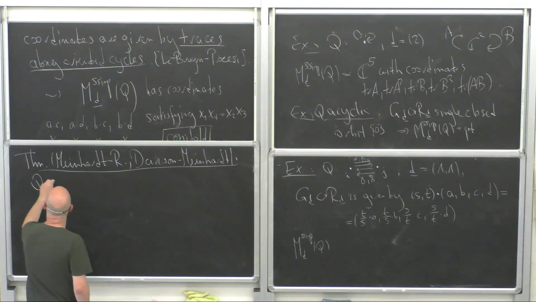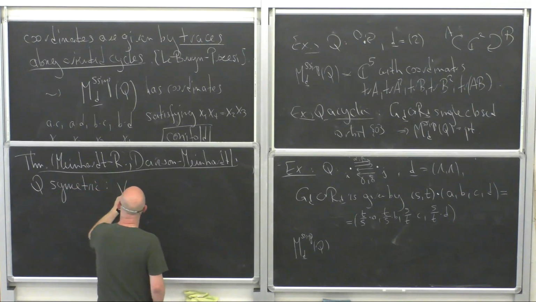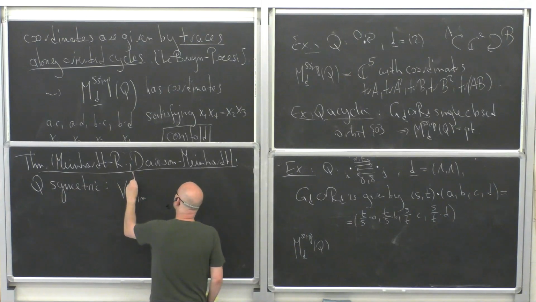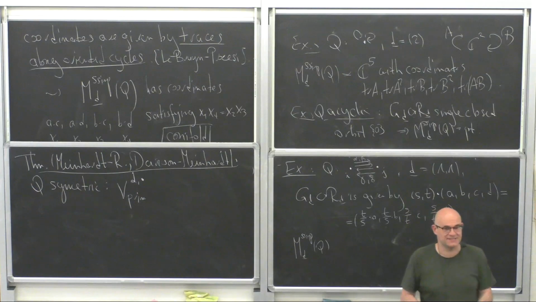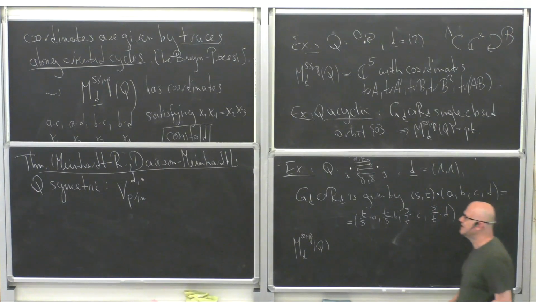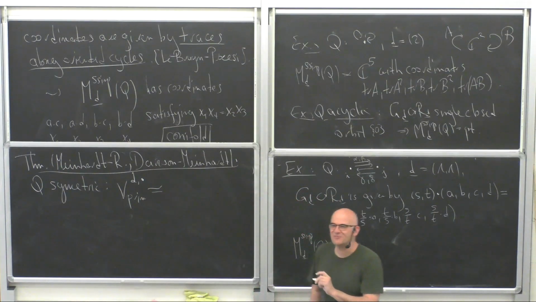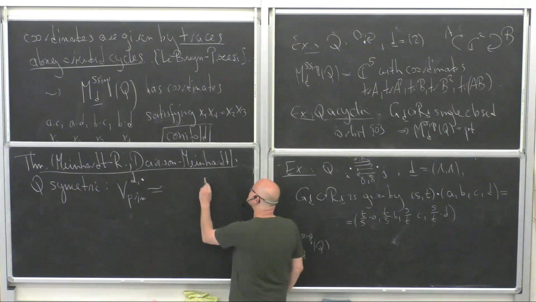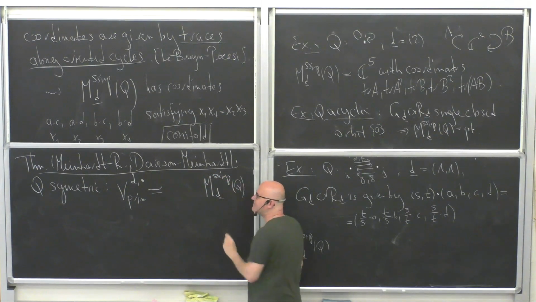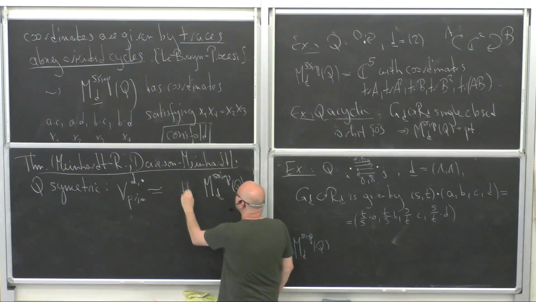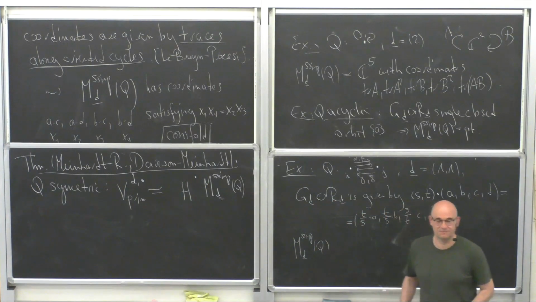If Q is symmetric, then the space V prim of Efimov's theorem, the space of generators, or the space of BPS states, is isomorphic to cohomology of the moduli space. But now we just have to be very careful about cohomology. So we take this moduli space, M_D semi-simple of Q, and I would like to write down cohomology of this. This just doesn't work.